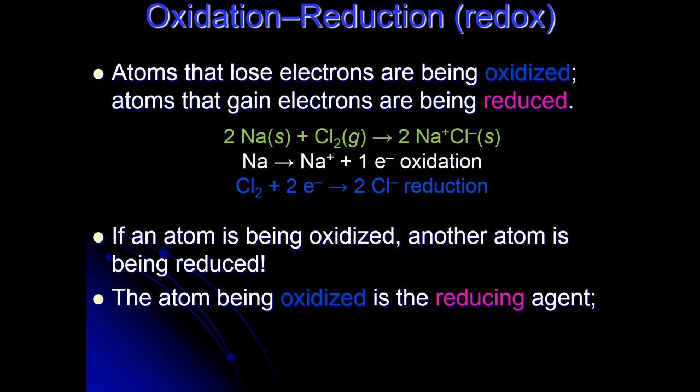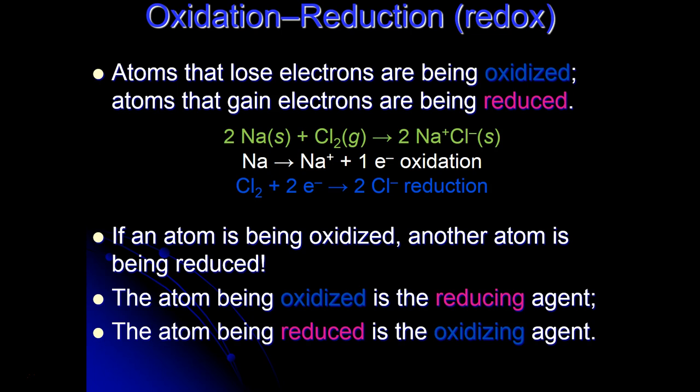The atom that is being oxidized is the reducing agent. If I say that I'm being oxidized, that's a noun: I'm the one being oxidized. However, I am reducing something else, so that's more of a verb. The same goes if an atom is being reduced: it must be oxidizing something else. Keep in mind that reducing agents and oxidizing agents are always reactants because they are acting on some other reactant to form a product.